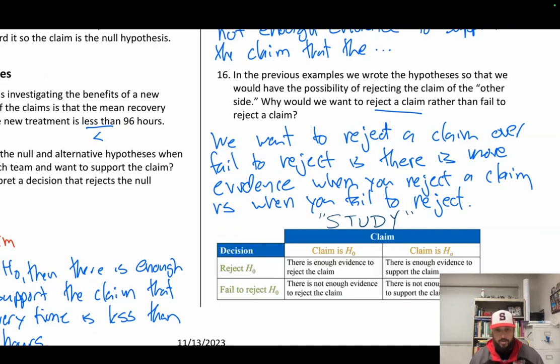Okay? And then here's our big thing again: a nice, clean table, so study this idea. Mentally picture it, rewrite it if you need to, but this will help all your decision making.